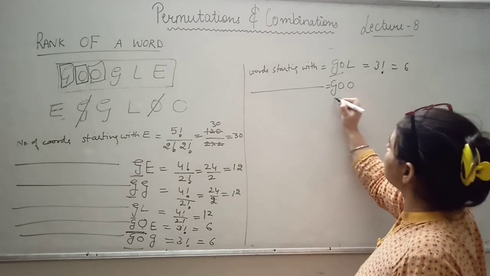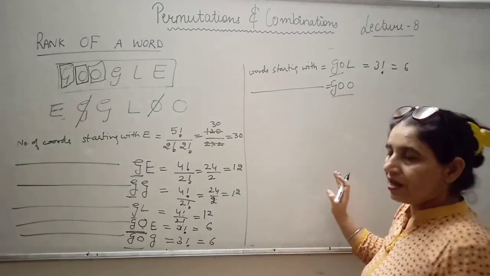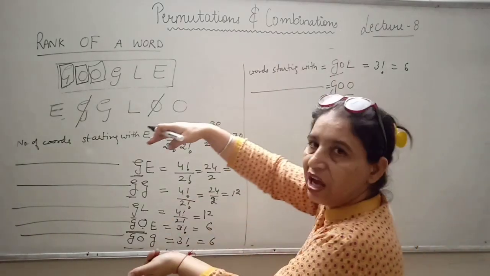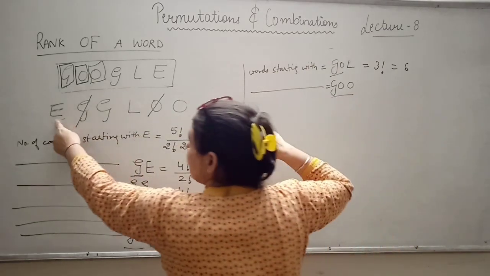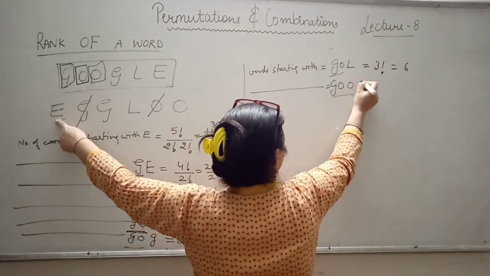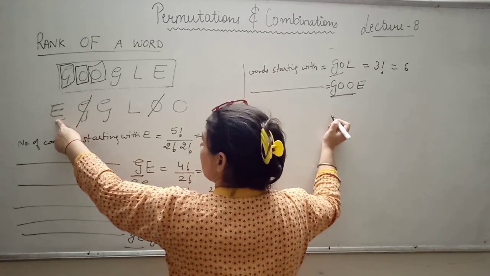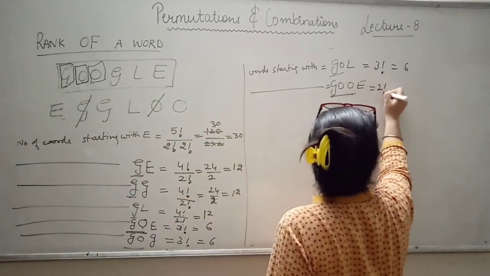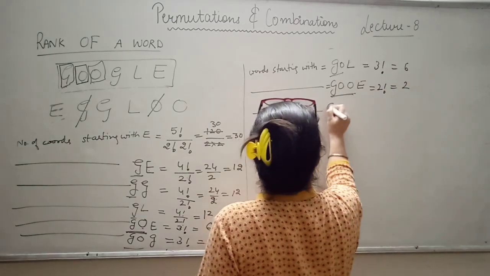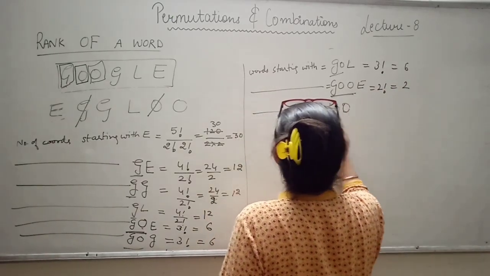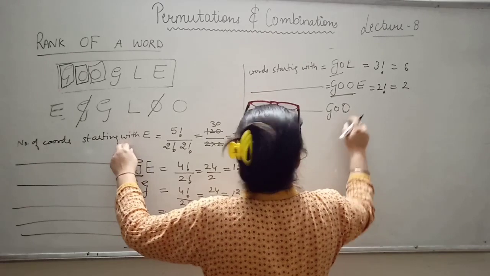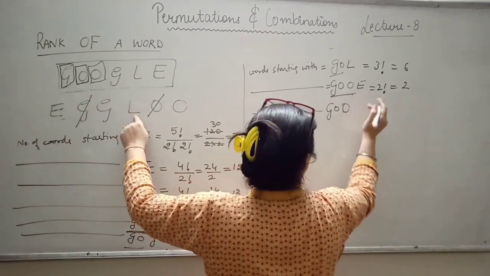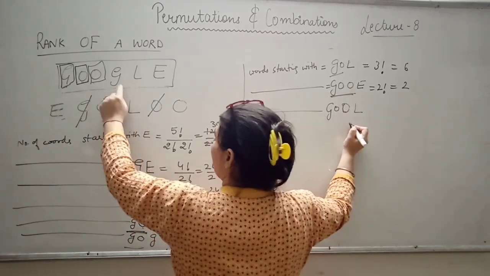So it means now these are fixed. Again we will start alphabetically from the beginning. That is E. E will come with this. Now 3 are fixed. E has come, so hide the E. How many are left? 2. No repetition, so this is 2. So now G O E, G O O are fixed and E we have placed. Now comes L. That is at our third position.